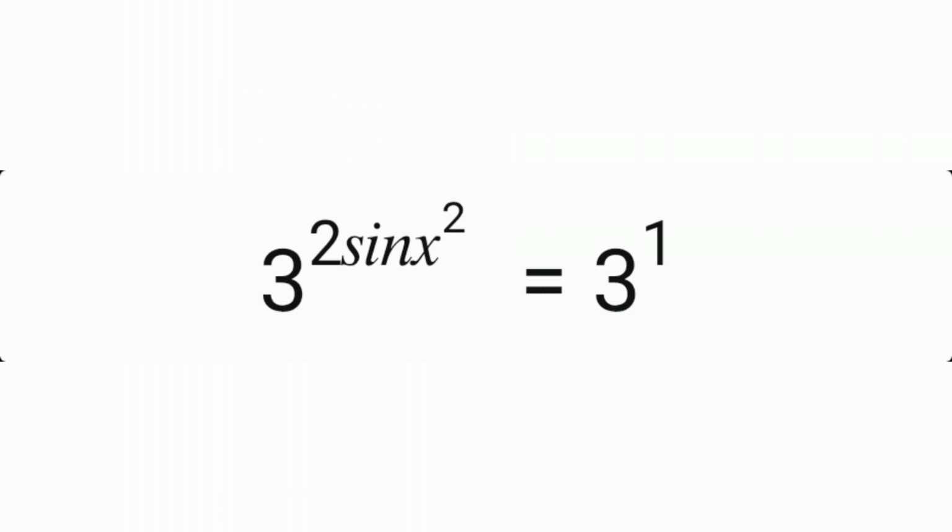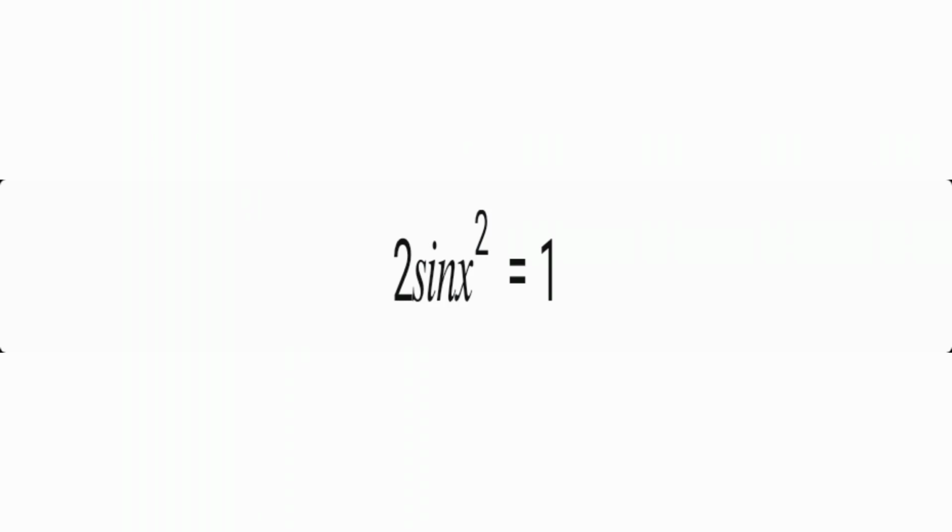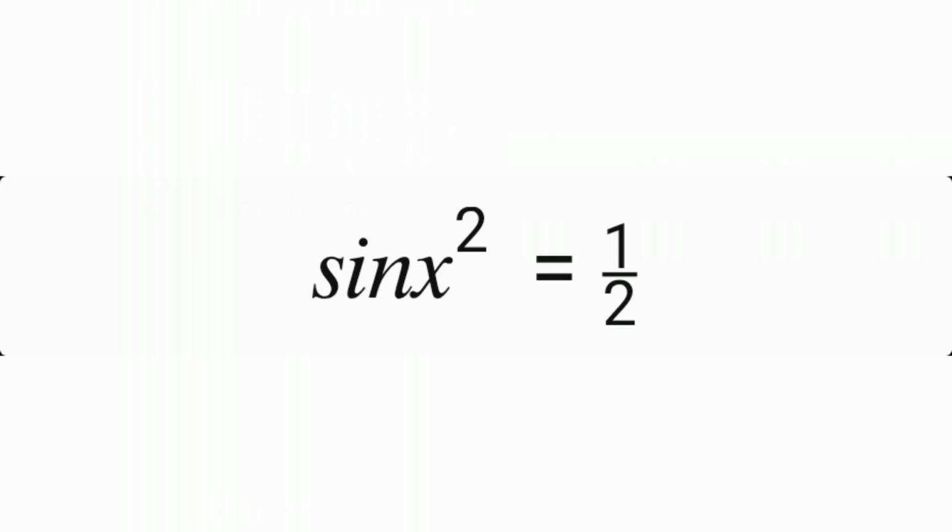Now we make use of the rule that tells us that when you have the base being equal, then the index can be equated. So we are going to equate 2 sine squared of x as equal to 1. And in this case here, you can clearly see that we can divide by 2 on the left hand side and on the right hand side, so that on the left hand side we will be left with sine squared of x being equal to half.